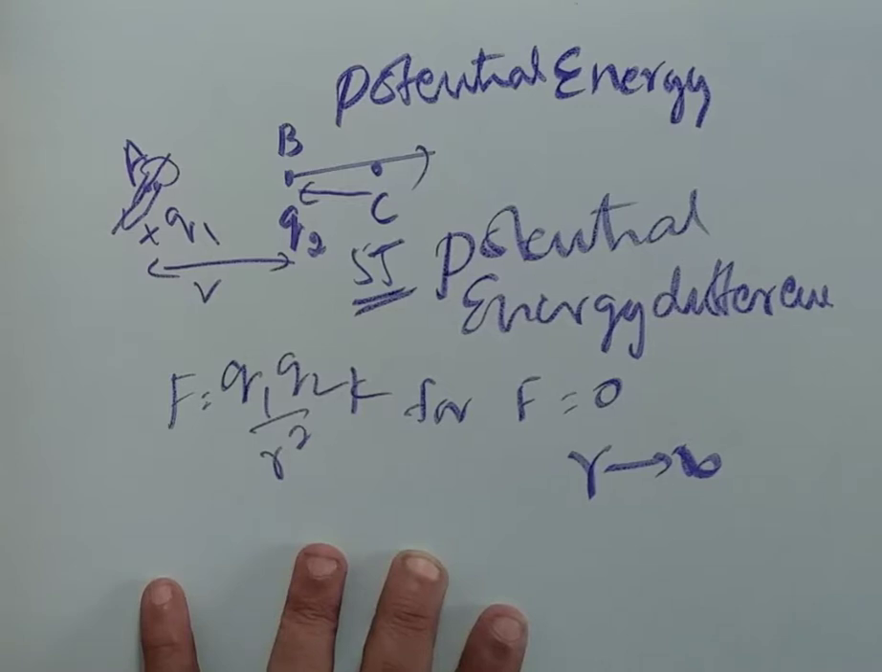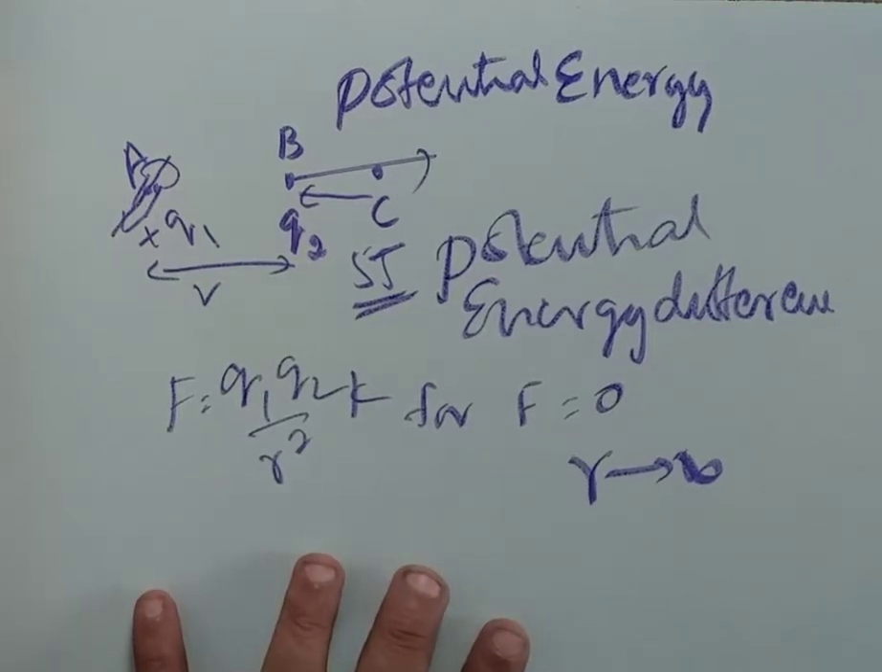Why are we adding the phrase without accelerating it? If you accelerate it, you are supplying some energy and its kinetic energy will be more, then you cannot measure the exact potential energy. That's why we must say without accelerating it.